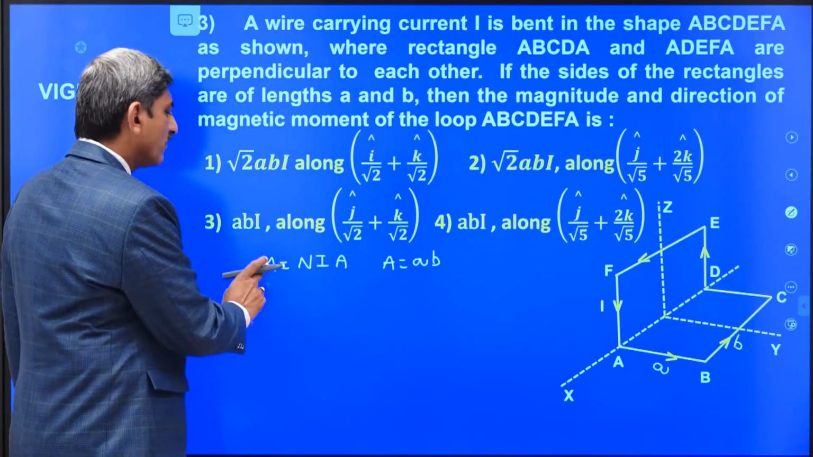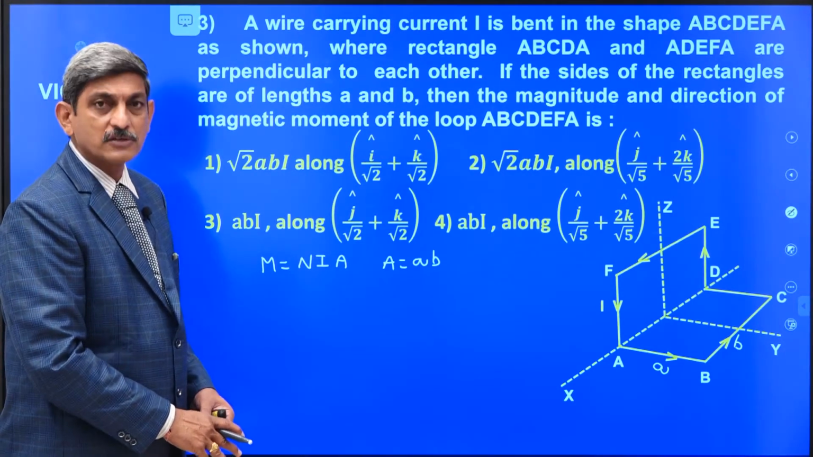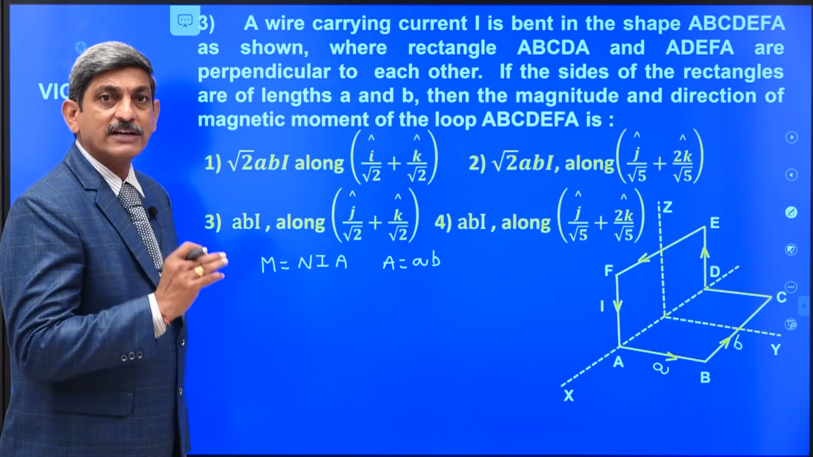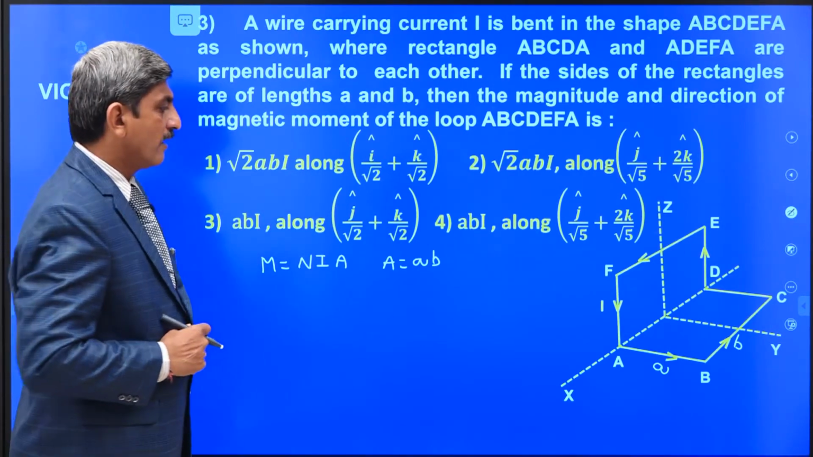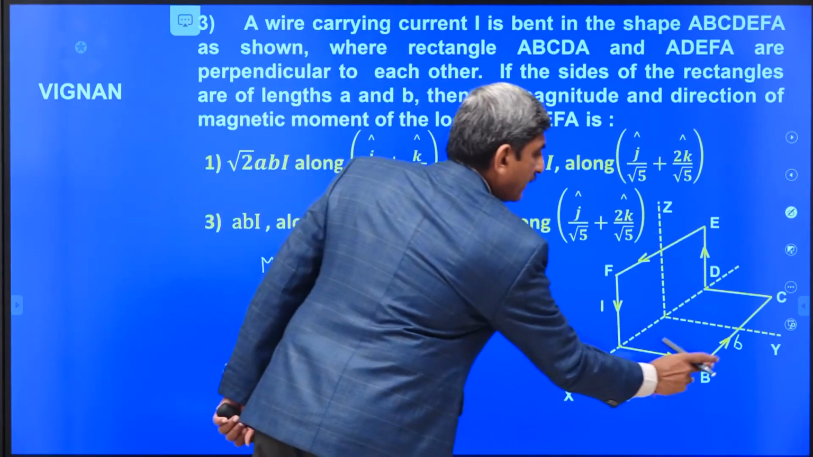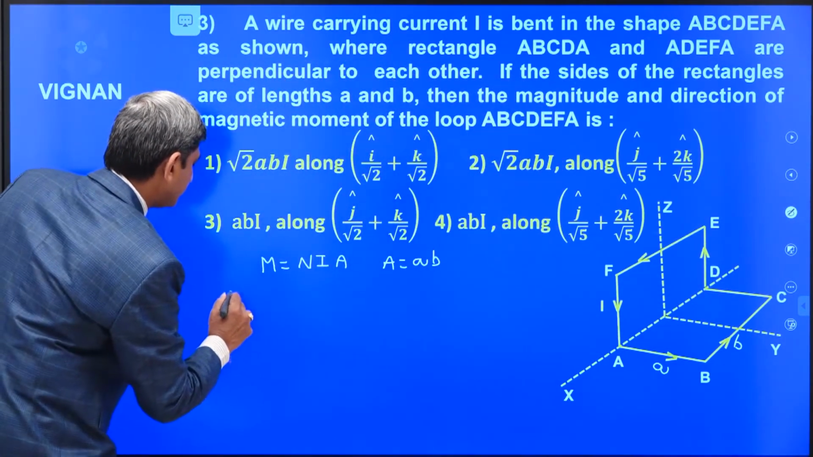Now using this we can determine the magnetic moment value. We know that the magnetic moment is a vector quantity, that's why we have to find out the direction of the moment also by following the proper rules. First come to the ABCDA loop.